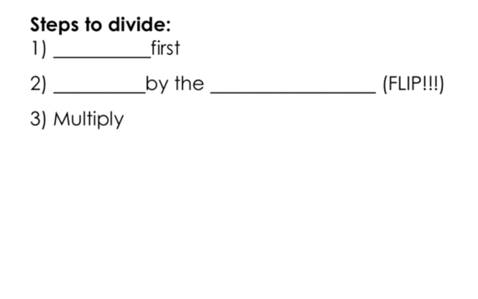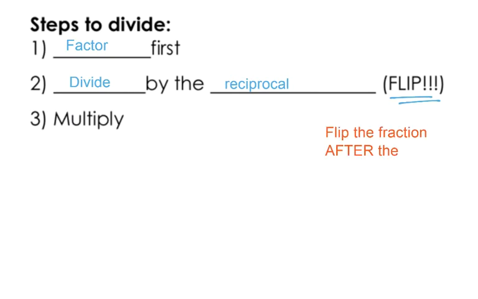Okay, let's try some dividing. So we just multiplied and now we're going to divide fractions. So the first thing you want to do, just like last time, is you want to factor. And then next what you want to do is divide by the reciprocal. So you may remember what you would do is you would flip the second fraction, or flip the fraction after the division sign. So then you're going to multiply just like normal.